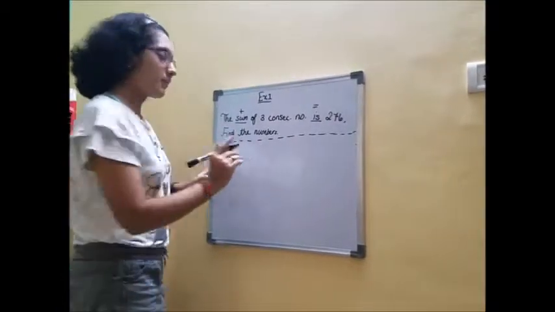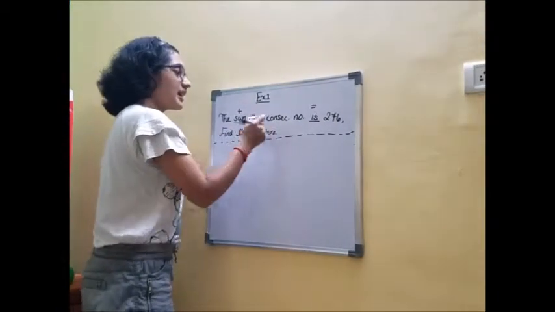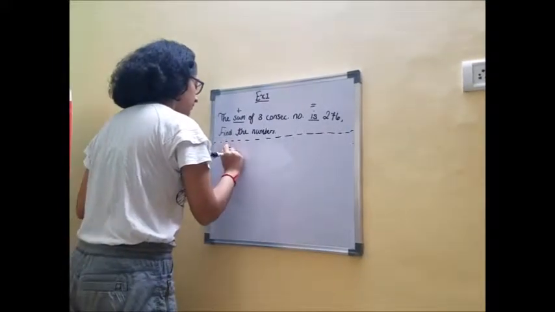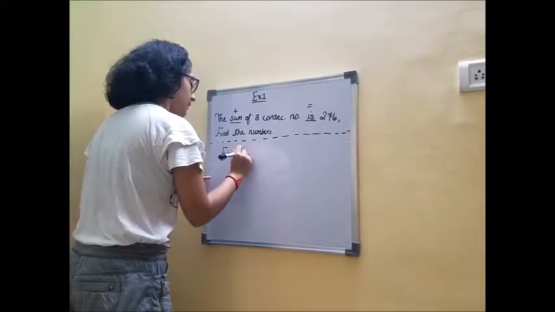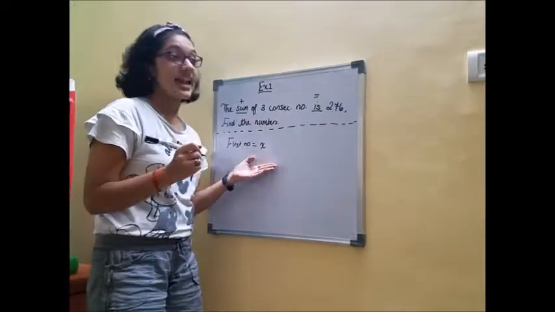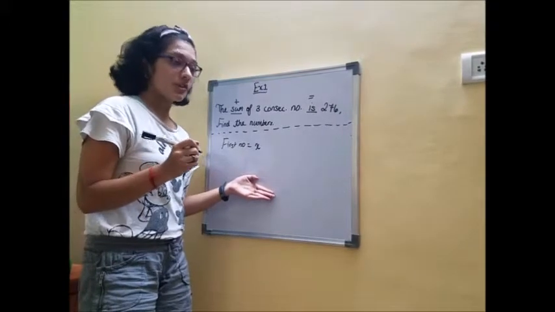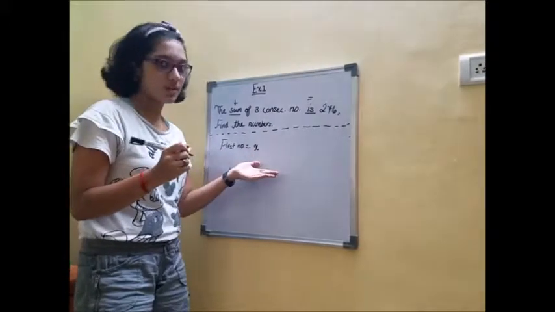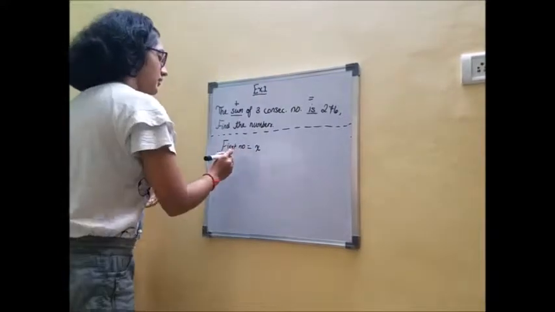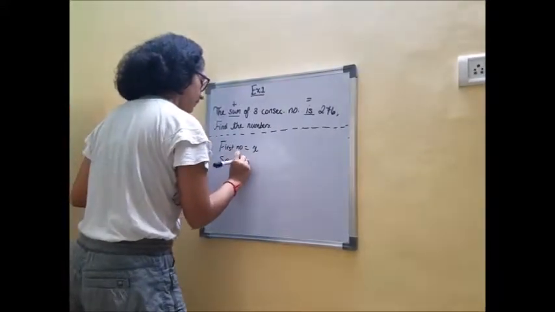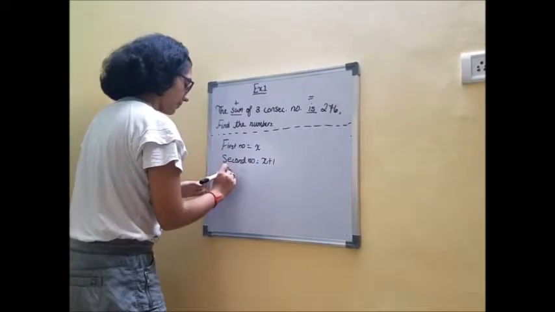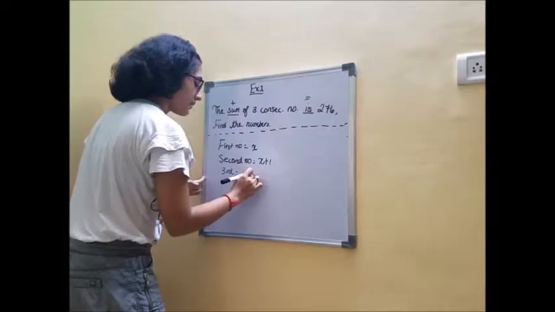For this one, my trick is to always take these consecutive numbers as x. So first I'm going to write first number equals x. Since it's consecutive, it's going to be x plus 1, and x plus 2. For example, if you have 1, plus 1 is 2, 1 plus 2 is 3. So 1, 2, 3, like that. So the second number is going to be x plus 1. The third number is going to be x plus 2.